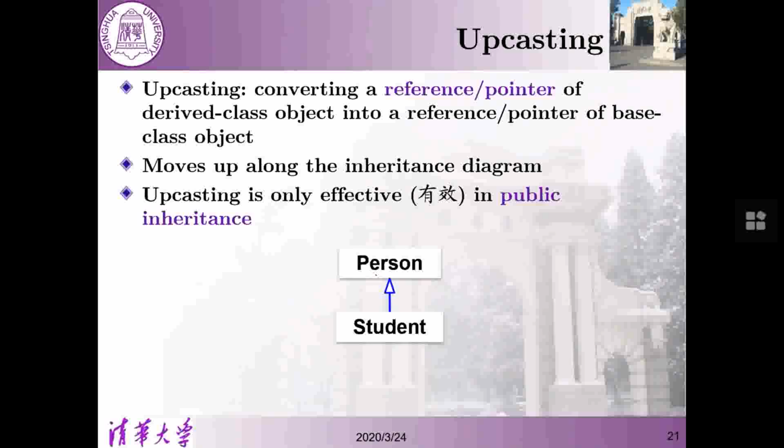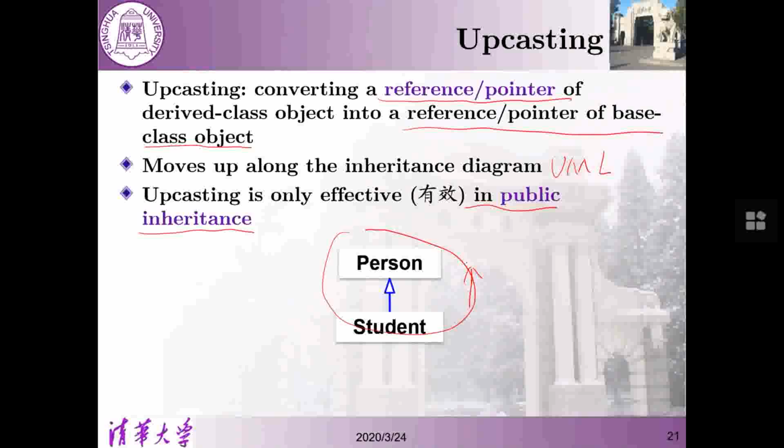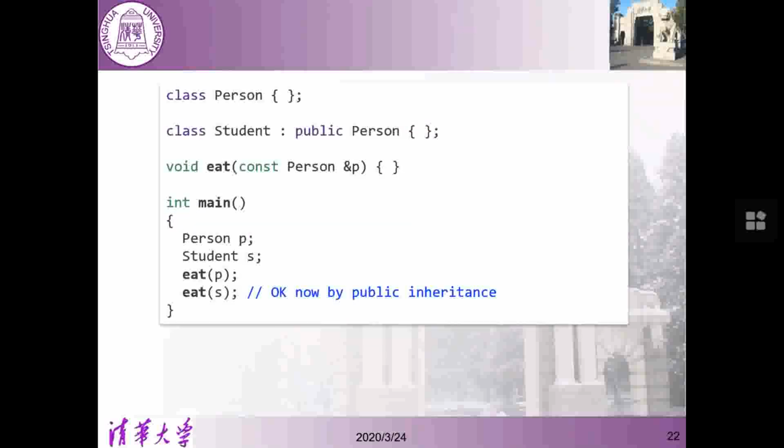If we want to convert a reference or a pointer of the derived class to a reference or pointer of the base class, we have to use public inheritance. If we use protected or private inheritance, we will fail. So actually, we move up the inheritance diagram. This is also called UML, Unified Modeling Language, of this diagram. So we go up in this diagram. We are doing upcast, casting up, right? That's why we have this name, upcasting. Then if we have public inheritance, this works. It's okay now.